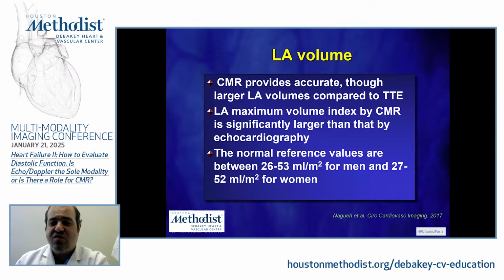chamber volume quantification. While being accurate, we have to understand that those volumes that we get on CMR are larger, similar to how our left ventricular volumes and RV volumes are larger in MRI. They're also larger for left atrial volume. We want to calculate the maximal volume index. Remember, the upper limit of normal is 53 ml per meter square for men versus 52 ml per meter square for women. Compare and contrast this by echo, where the upper limit of normal is 34 ml per meter square.